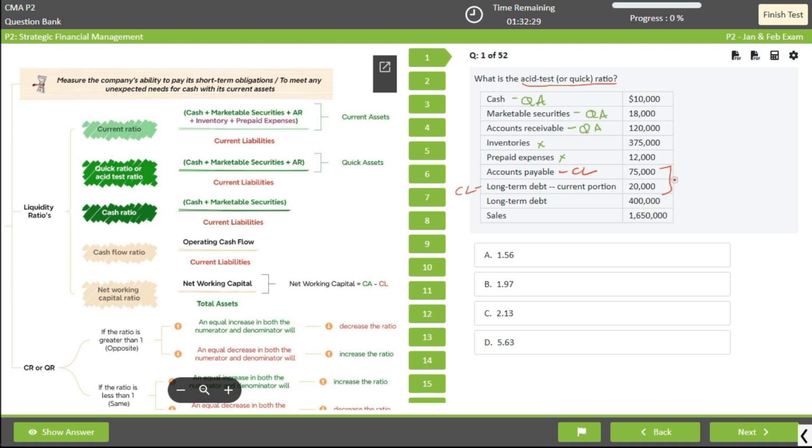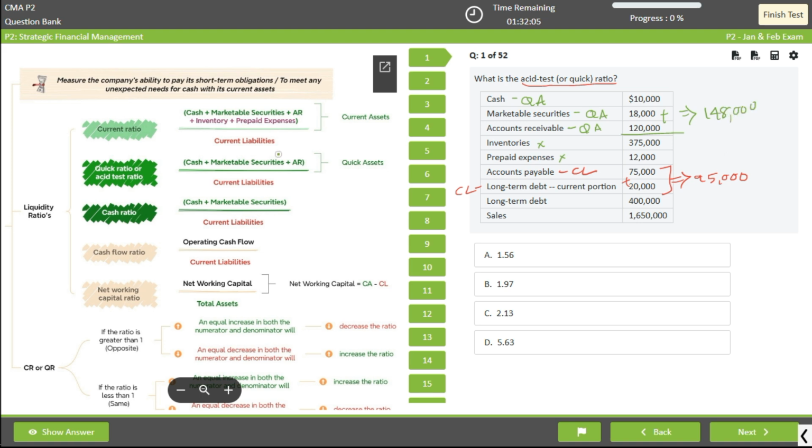So total current liabilities is 75,000 plus 20,000, which is 95,000. And we have quick assets. So quick assets are 10,000 plus 18,000 plus 120,000, which is 148,000.